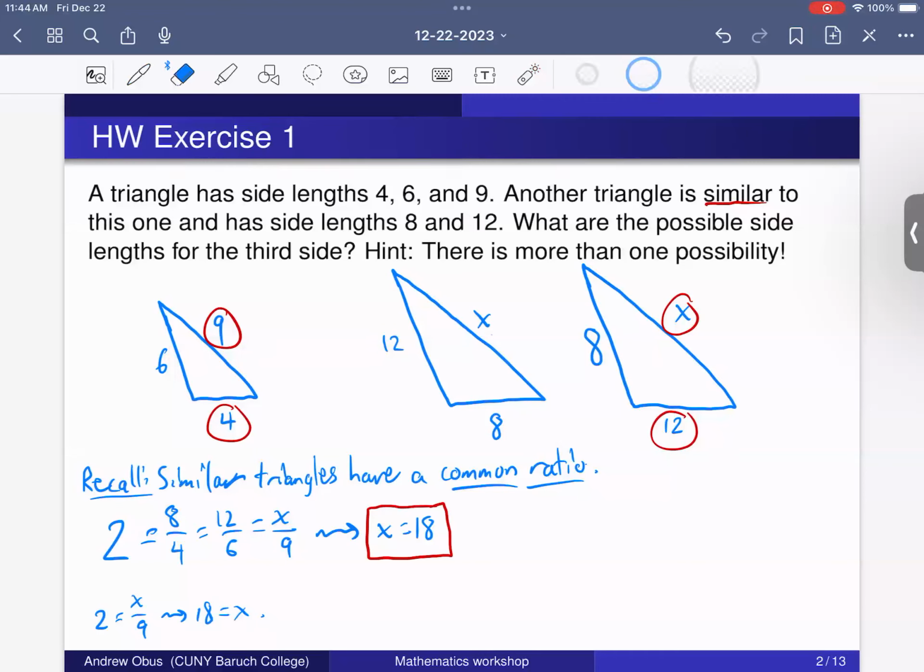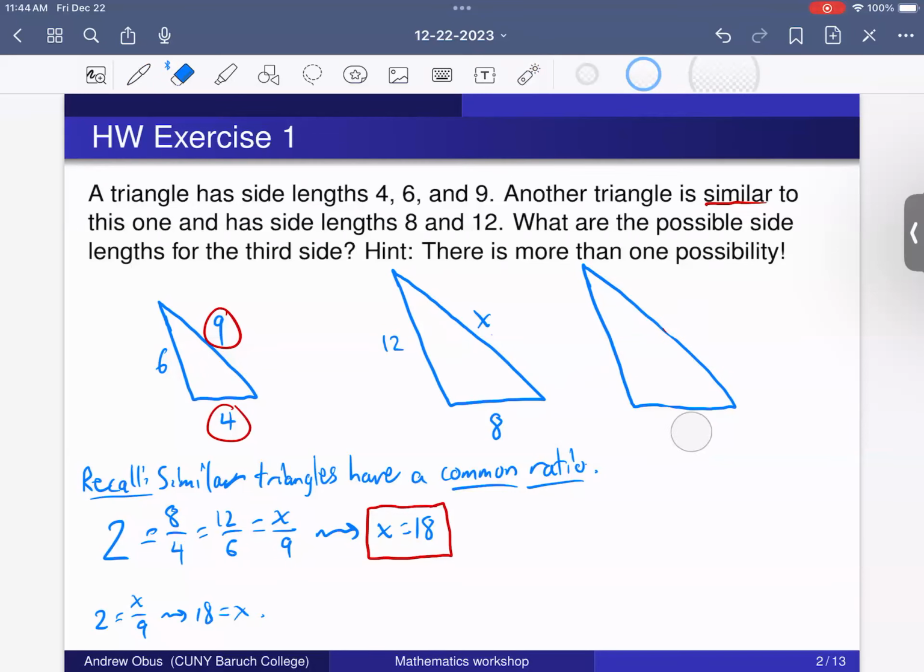So it's a great idea, but it doesn't quite work because the triangles end up being not similar, because the ratio is not common. 12 to 4 is not the same as 8 to 6. But the idea is completely right. So let's just do this slightly differently.